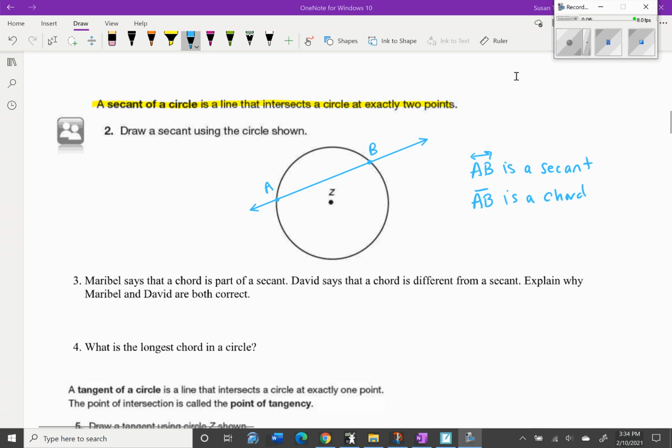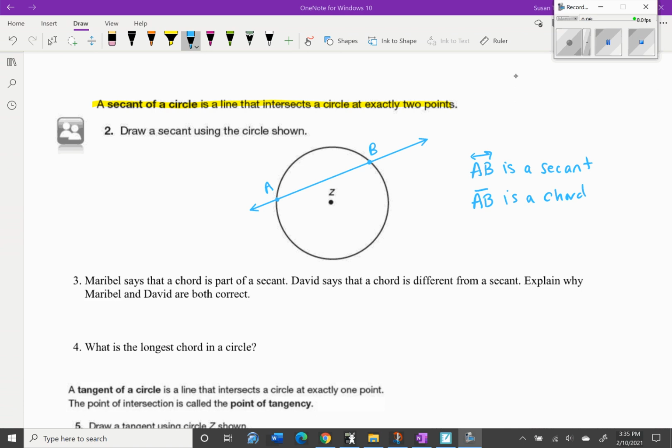So then for the next question, it says Maribel says that a chord is a part of a secant, and David says that a chord is a different part of a secant. Explain why they are both correct. So again, we know that a chord could be a part of a secant because you can use the same line and cut it off at those endpoints A and B. It just doesn't go past the circle. As long as it stops on the circle, it has to have endpoints on the circle, which is the difference.